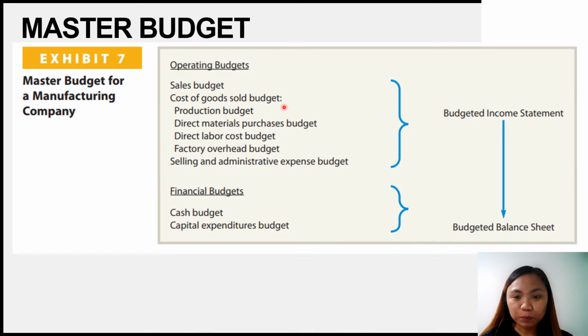So as what we can see, the operating budgets is composed of the sales budget, the cost of goods sold budget. And under the cost of goods sold budget, there is production budget, direct materials purchases budget, direct labor cost budget, and also factory overhead cost budget. Also included in the operating budgets is the selling and administrative expense budget. And these operating budgets will then form the budgeted income statement. And under the financial budgets, there are cash budget and also capital expenditures budget. And in our next lessons, we will talk more about these operating budgets and financial budgets.